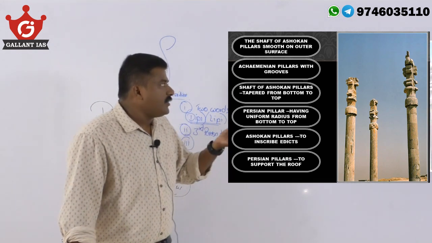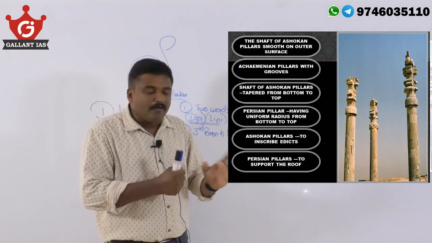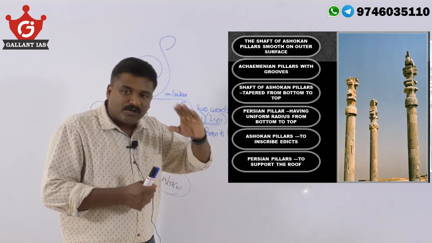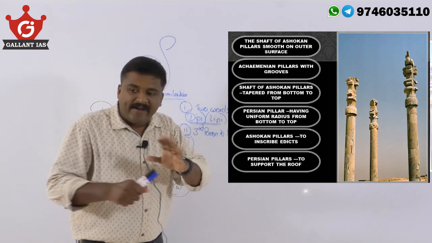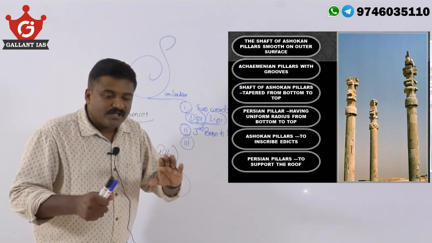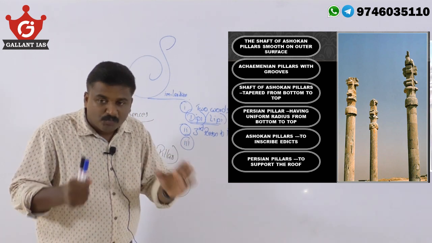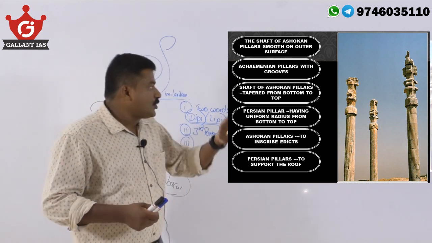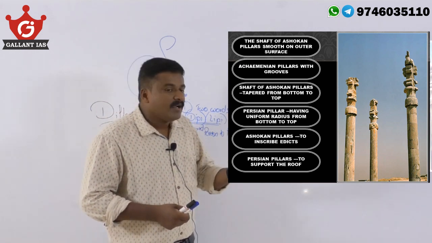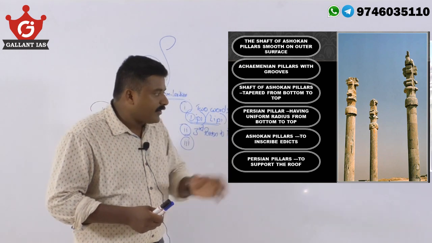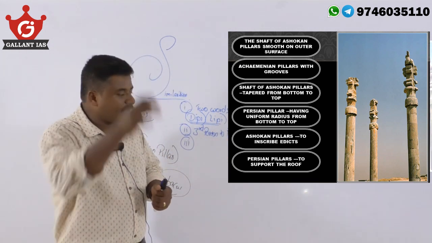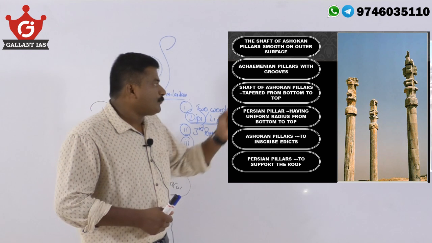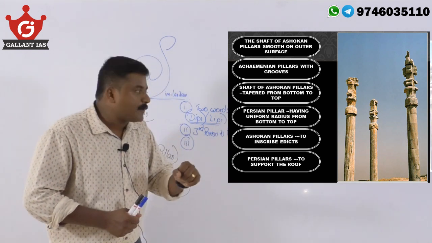Now again, Ashokan pillars or Mauryan pillars, the outer surface of the shaft is very smooth. It is finely polished, and it is very smooth. But this Persian pillar or Achaemenian pillar has grooves. As shown in the image, you can see the channels on the outer surface of the pillar. That is a feature of the Achaemenian pillar, Persian pillar.